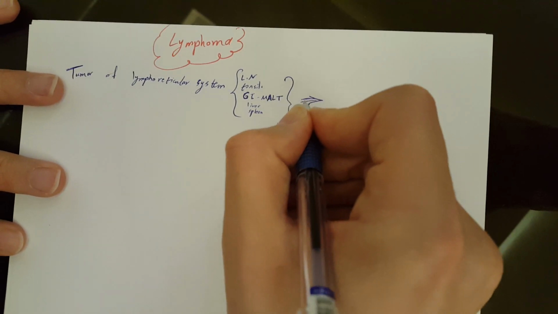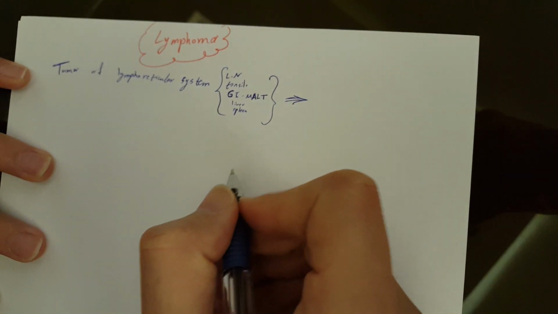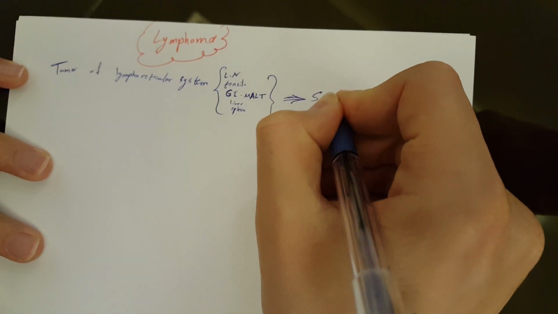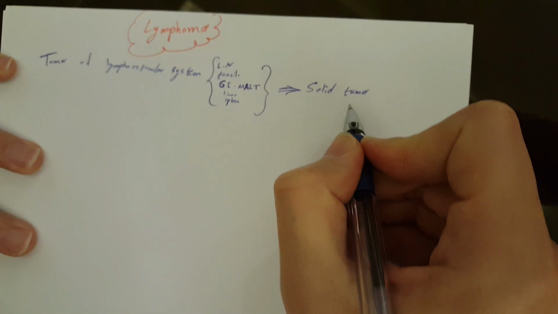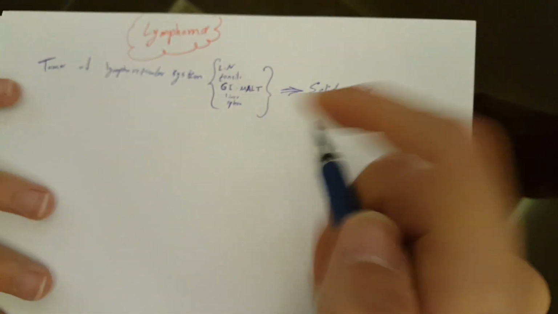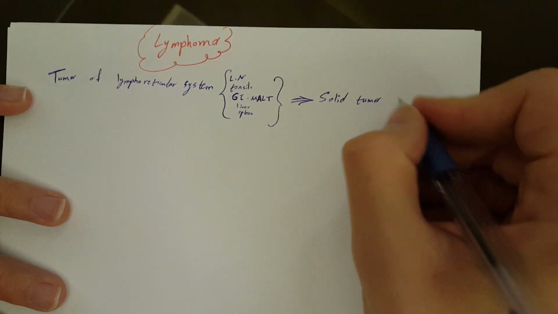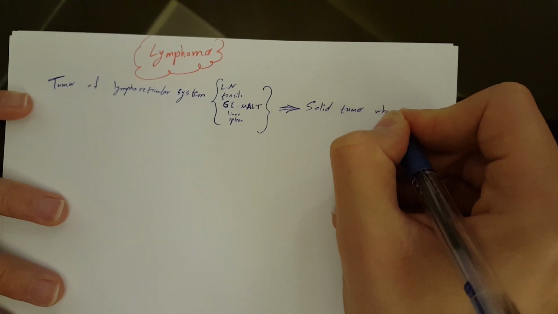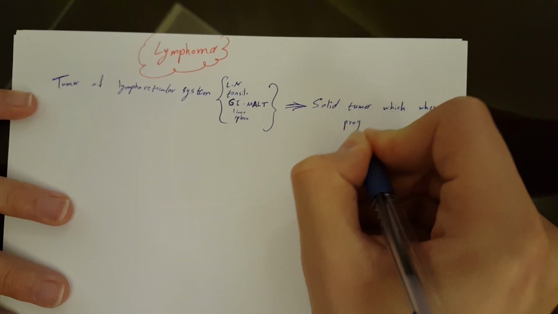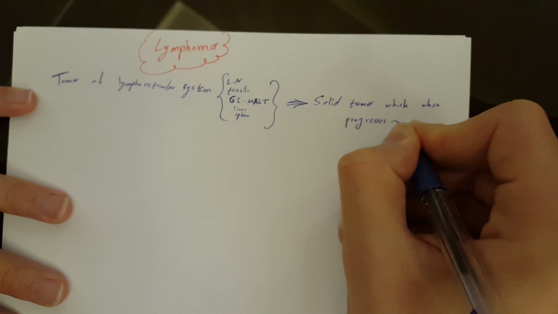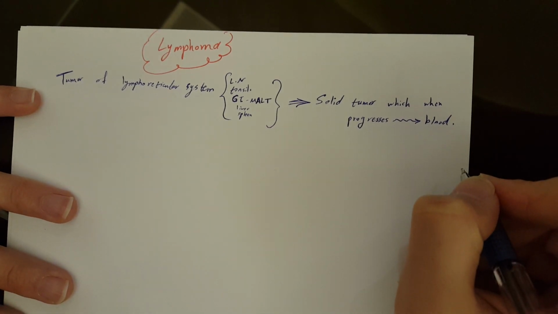And when these become overwhelmed with the lymphocytes, whether it's a B lymphocyte or a T lymphocyte, then this becomes a solid tumor. And this is now different than leukemia, which is, you can say, a liquid, or a bloody tumor, a tumor of the blood. So this is a solid tumor, which, when it progresses, goes to blood. When it progresses, it becomes in blood. Okay? That's the difference.